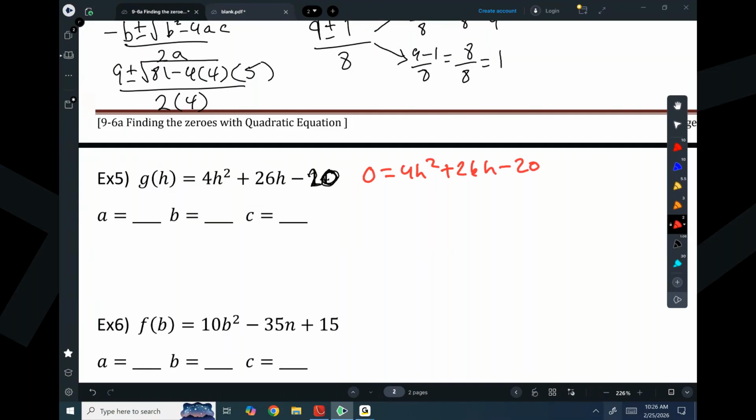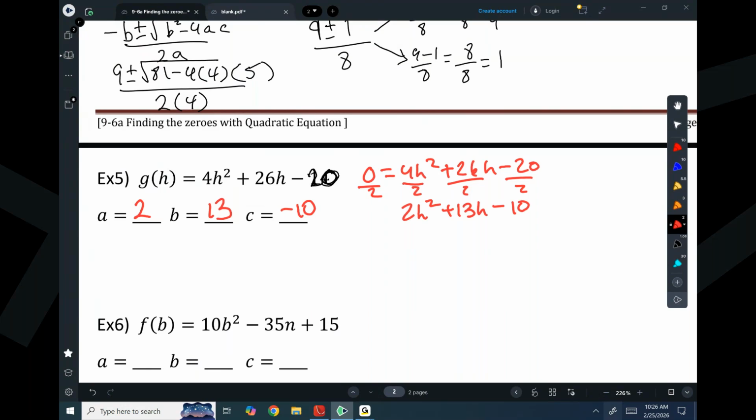What could I have done to this problem? I could have divided by 2, yeah? And what would that have been? 2h squared plus 13h minus 10. And those are the numbers I should use. If you use the original numbers, when you get your fraction at the end for the -b over 2a part, it'll just have to be simplified by some multiple of 2. So just keep that in mind. It's better to do these. So 2, 13, and -10.